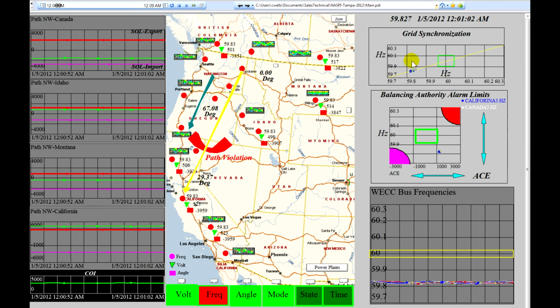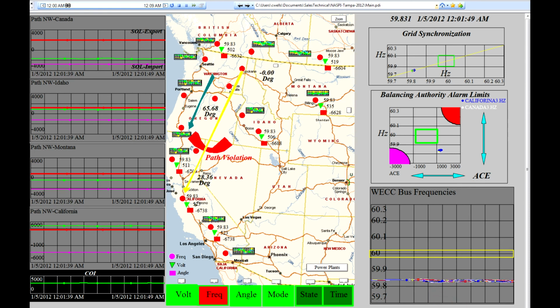We're also showing on the grid synchronization that the grid is synchronized, but it's operating well below the desired frequency of 60 Hz. If the system were operating properly, all 32 of the dots would be inside of the green box. The same is true with the balancing authority alarm limits. The yellow dots would be inside the green box. And it's also true with respect to the frequency.